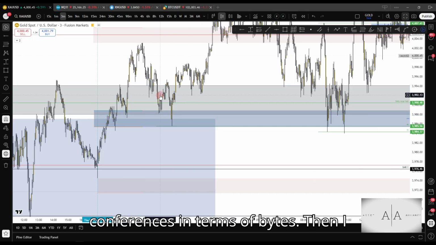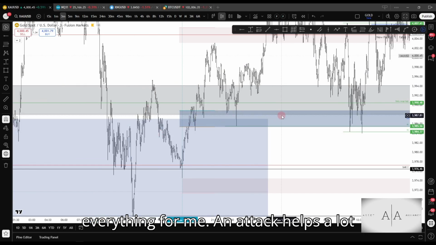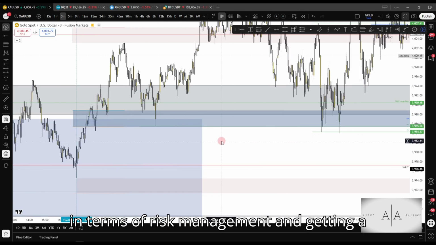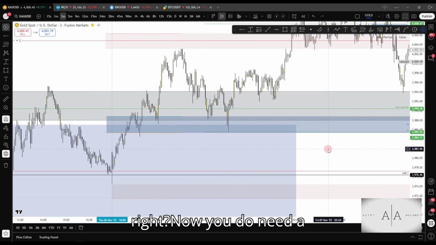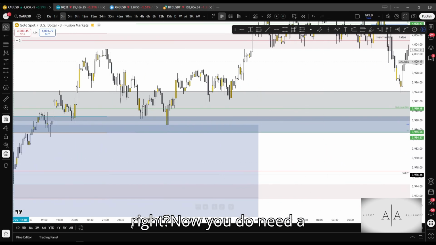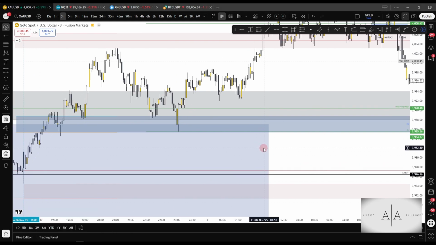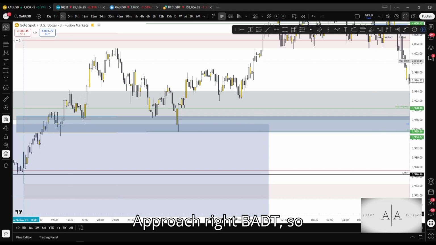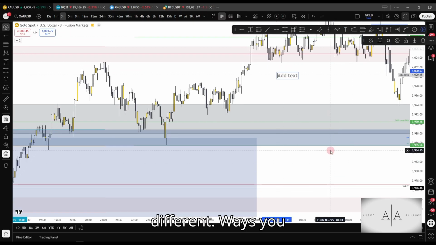Then I have IPDA Aimbot, which just confirms everything for me. And TAC helps a lot in terms of risk management and getting a good execution entry at the level I want, right? Now, you do need a little bit of a time approach, right? Be it DTT.